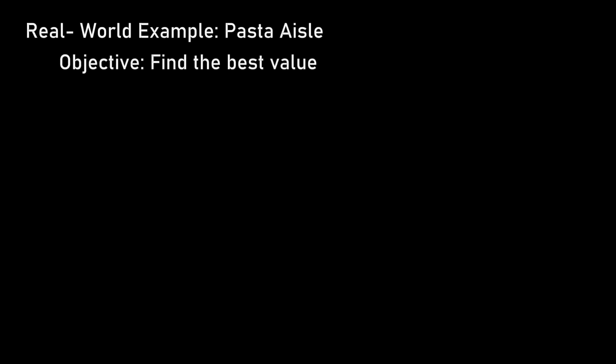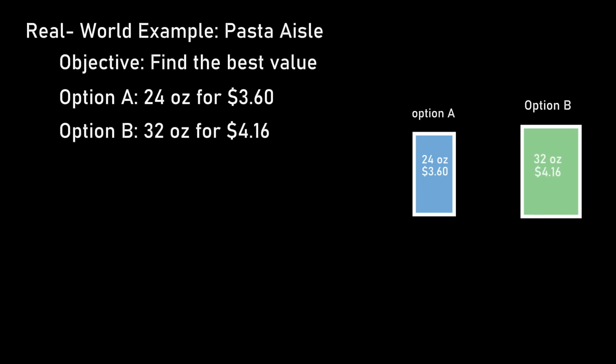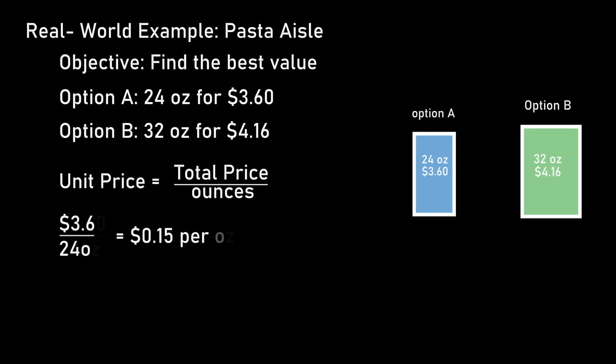Our objective is to compare 2 jars of pasta sauce to find the best value. Imagine you were looking at 2 different jars of marinara sauce. Option A is a standard 24-ounce jar priced at $3.60. Option B is a larger 32-ounce jar priced at $4.16. To find the unit price for option A, we divide the price by the ounces. $3.60 divided by 24 ounces gives us 15 cents per ounce.